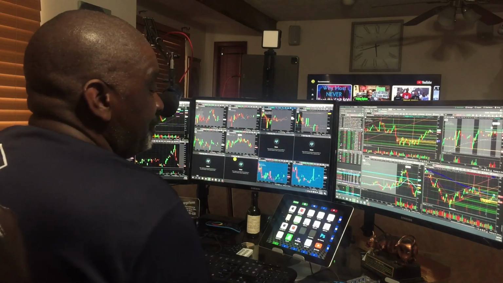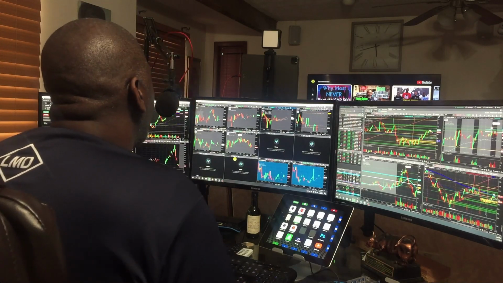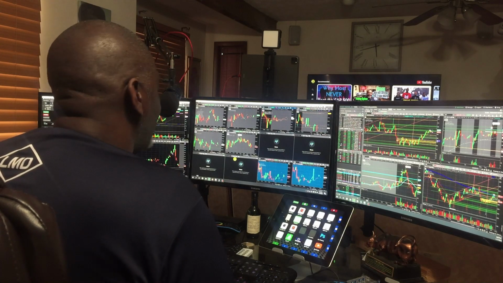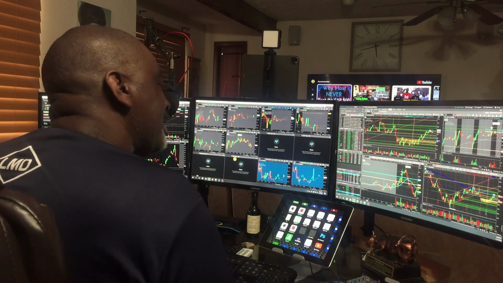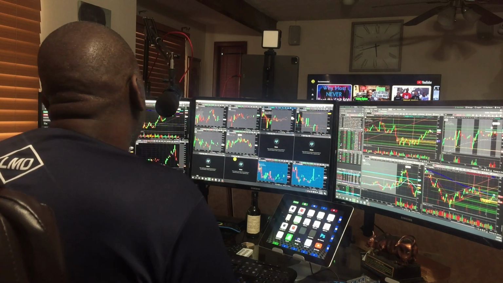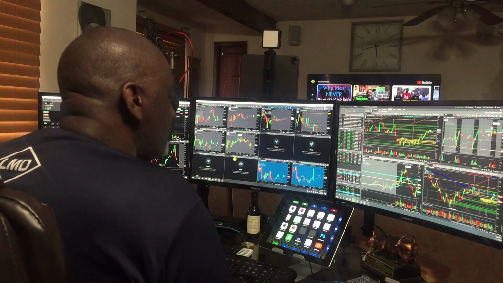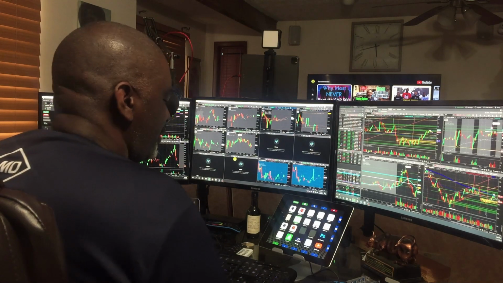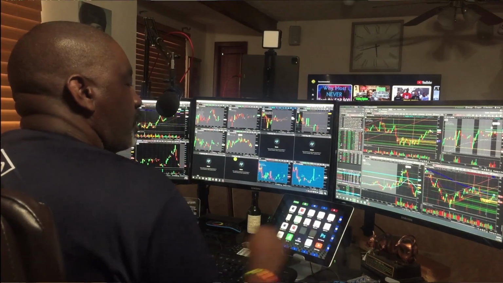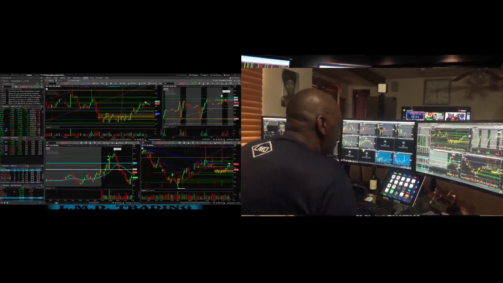What I'm going to do right now is walk you through what each monitor is set up to show and how I use it. And then I'll show you how I trade with just 2 monitors. It is not very hard. So we're going to start with the far right monitor.